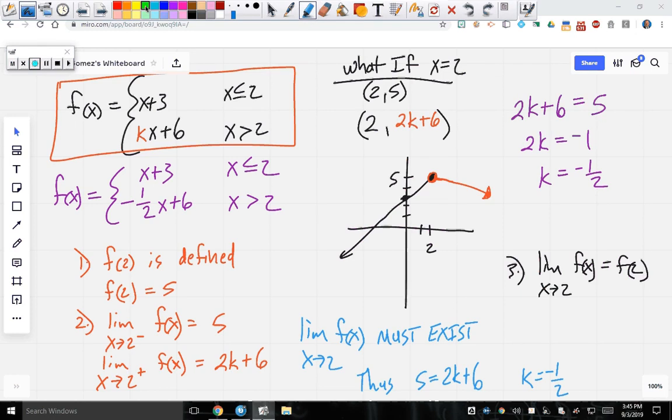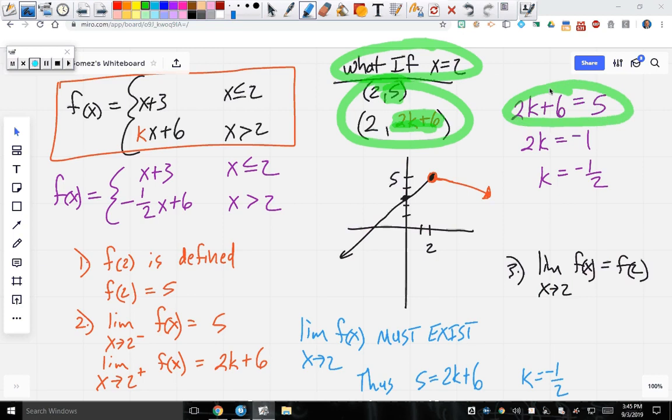I would look at these 2 things here. So I'm going to highlight it but unhighlight it because I'm not giving you points for that. But that will tell me what my what if moment is, which is right there. Okay? And if I plug in 2 in the first one, I get 2, 5. If I plug 2 in the second one, I get 2k plus 6. Okay? We know for it to be continuous, those y values, these y values right here and here have to be equal, and therefore would give us k is equal to -1/2.